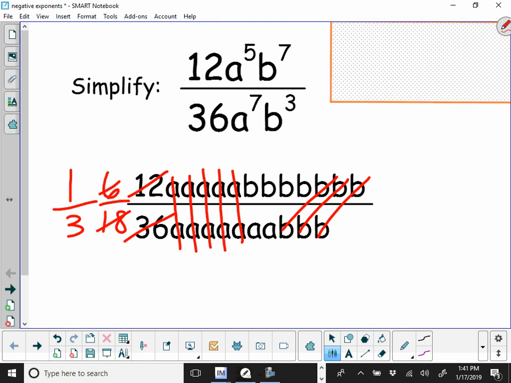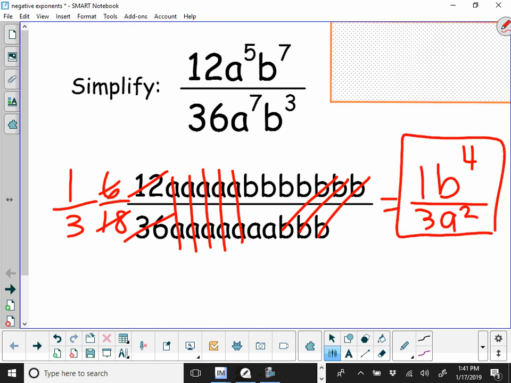So, what am I left with on the top? 1 and 4b. How do I write that? 1b to the 4th. And on the bottom, I'm left with 3 and a to the 2nd. So here's my final answer.